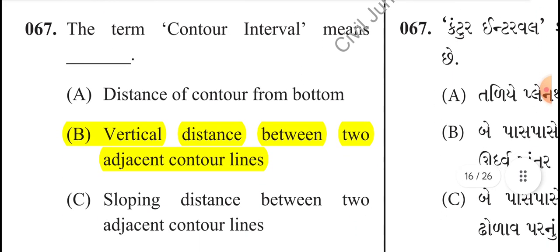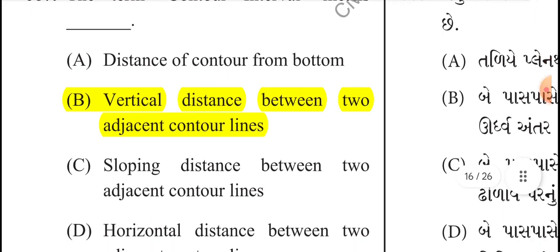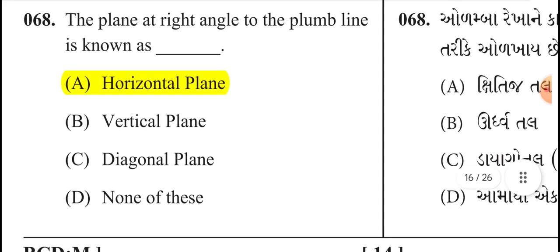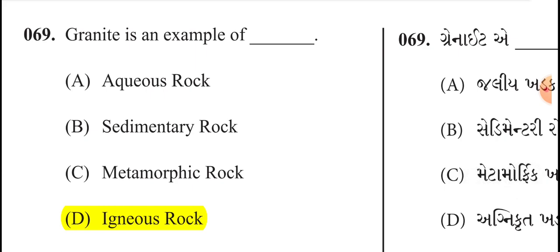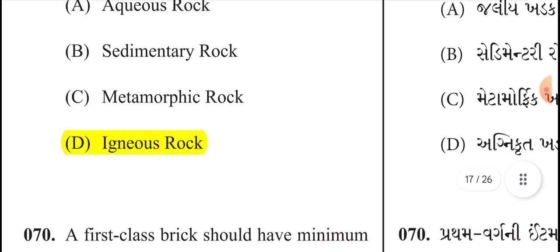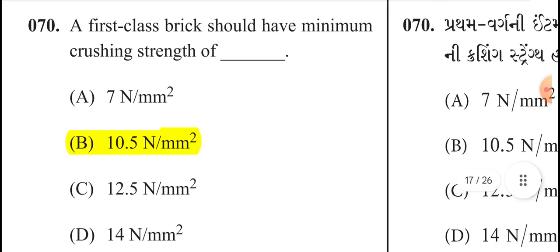The term contour interval means the vertical distance between two consecutive contour lines. The plane at right angle to the plumb bob line is a horizontal plane. Granite is an example of igneous rock. A first class brick should have a minimum crushing strength of 10.5 Newton per millimeter square.